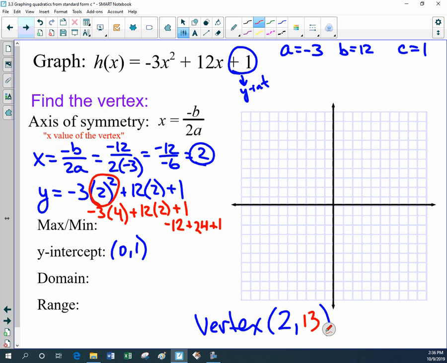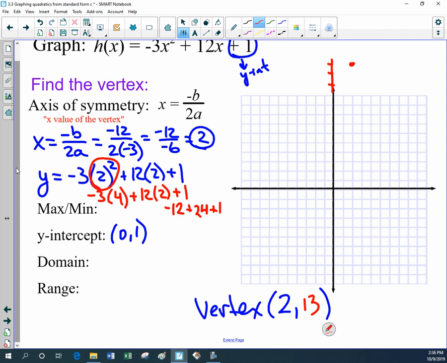I think that's going to go off our graph here, so we've got to extend it. So (2, 13), so 11, 12, 13. So here's (2, 13). Okay, and then let's find the rate. So the rate, not enough room to write all this stuff.